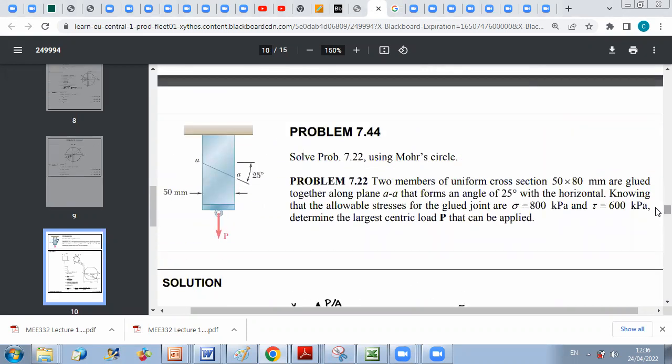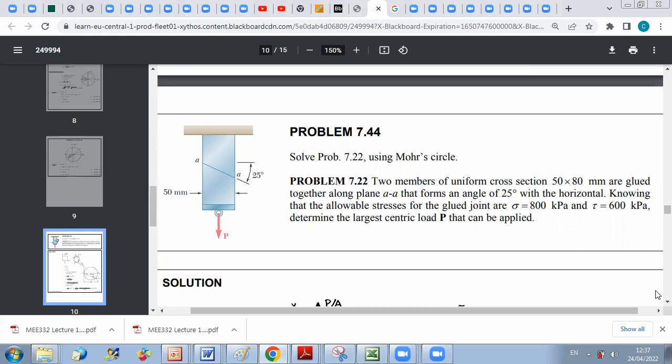Another problem. Now again, if you remember, we solved these problems using direct application of the formulas. Now we'll solve the same problems but using Mohr's circle. So here we have two members of uniform cross section of 50 times 80 millimeters that are glued together along plane AA that forms an angle of 25 degrees with the horizontal. Knowing that the allowable stresses for the glued joint are sigma equal 800 kilopascal and tau equal to 600 kilopascal, determine the largest centric load P that can be applied.